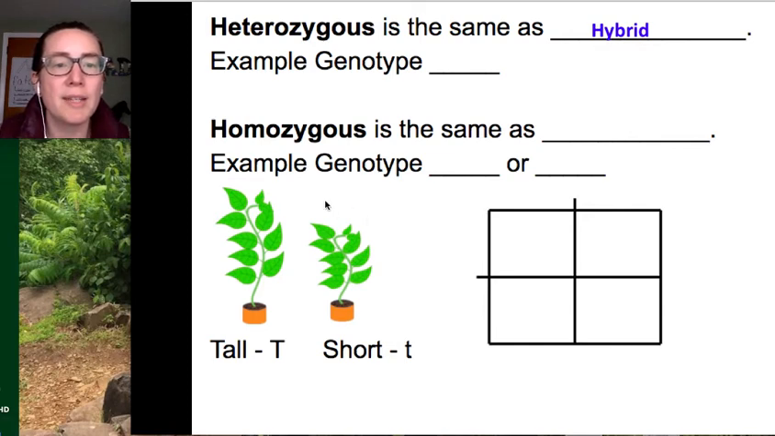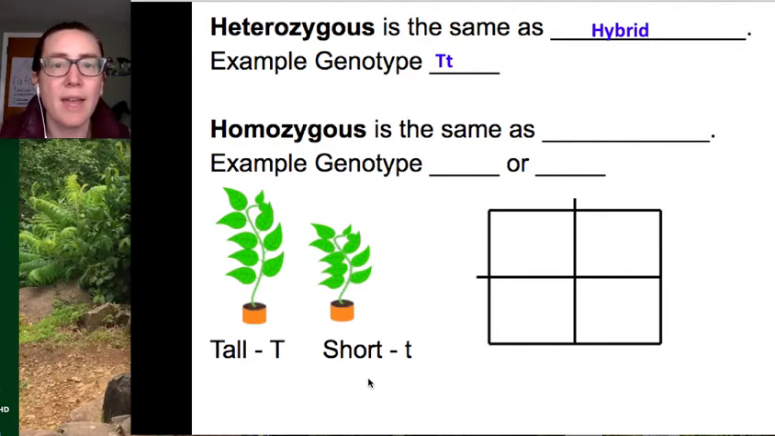If I use the example here between these two plants and I'm looking at the gene that codes for height, there can be a gene variant or allele that's dominant and an allele then that would be recessive for the short height. An example genotype that would be heterozygous would be big T, little t, so two different alleles.